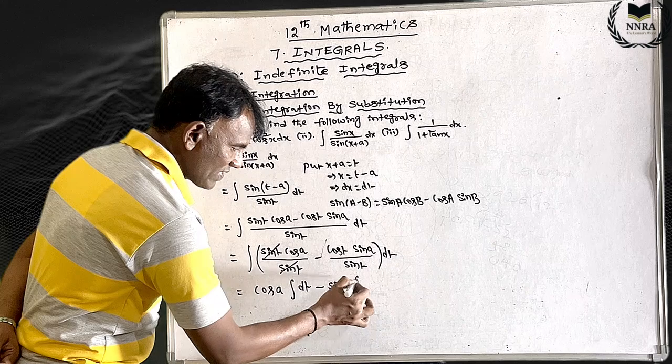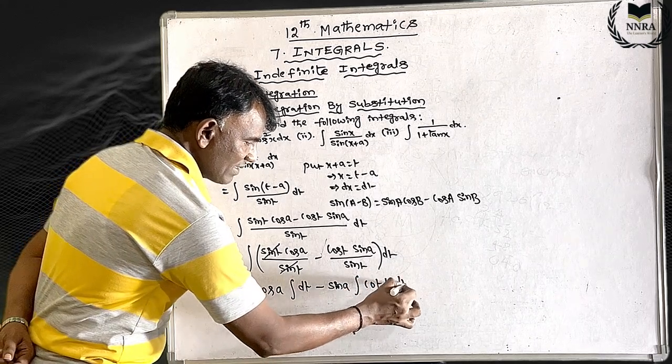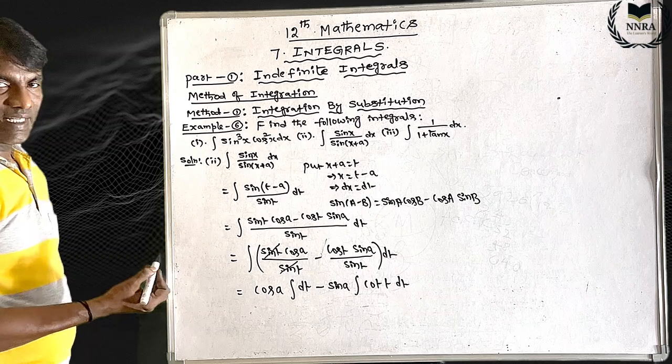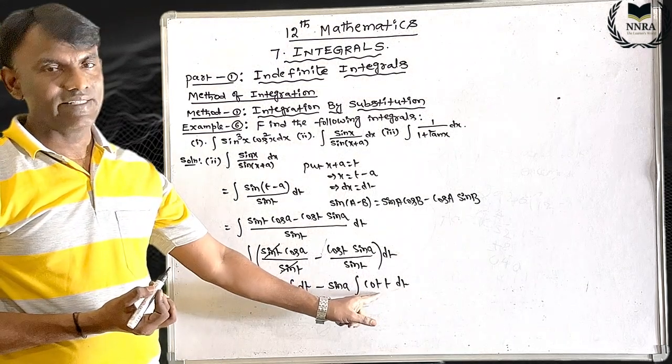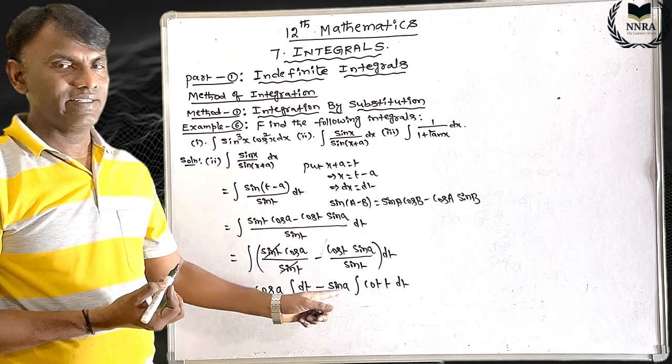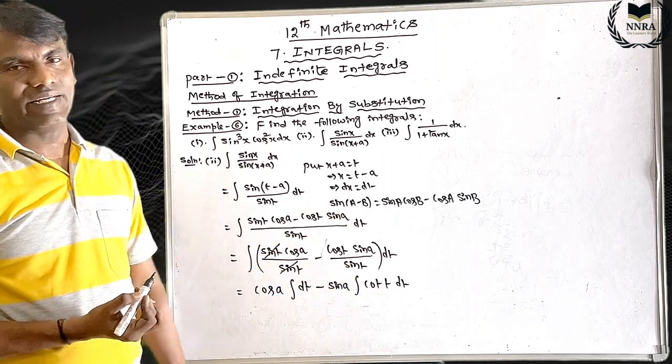And integral cos t by sin t can be written as cot t, then dt. So both are direct formulas. This is integral dx, and this is integral cot x dx. Integral dx is x. Integral cot x dx is log of sin x, or log of mod of sin x. Okay.